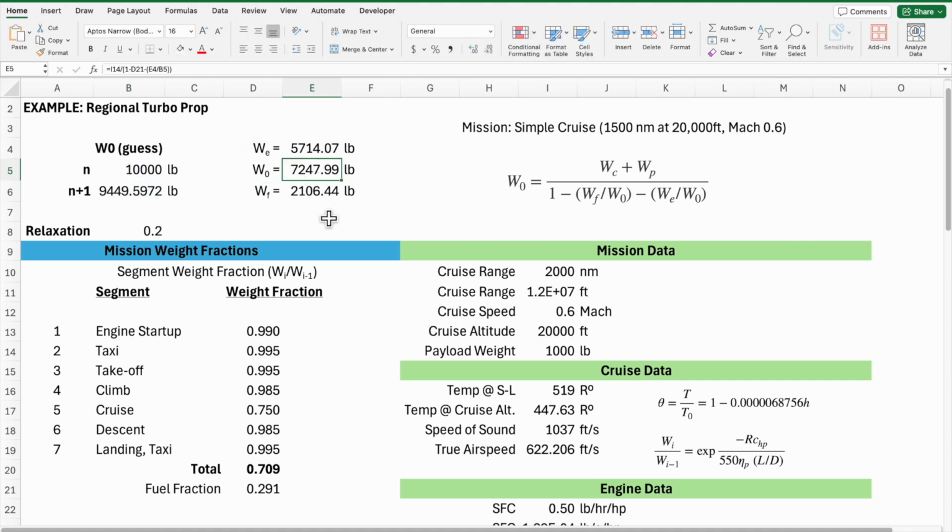I can see that the next guess is 7,200. Here is my intermediate guess. I am just going to set my initial guess value to my next guess value. And of course, it gives an error again.